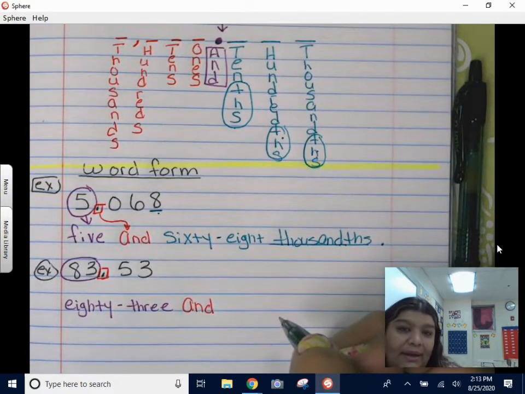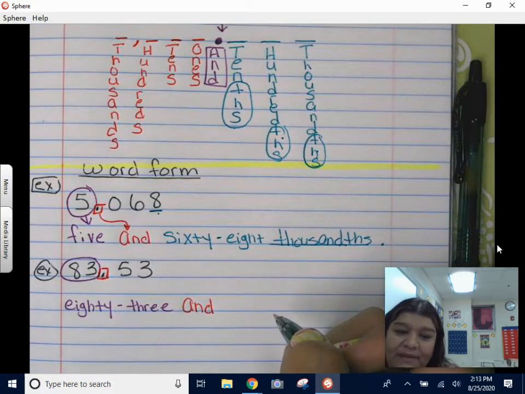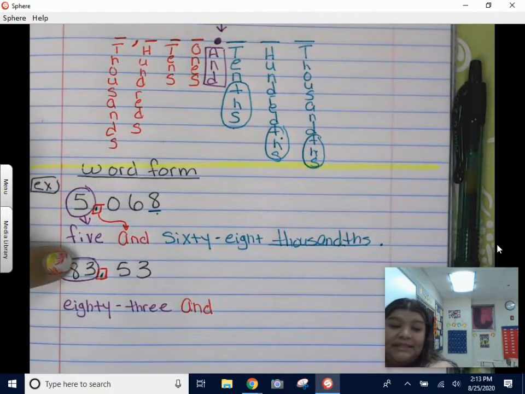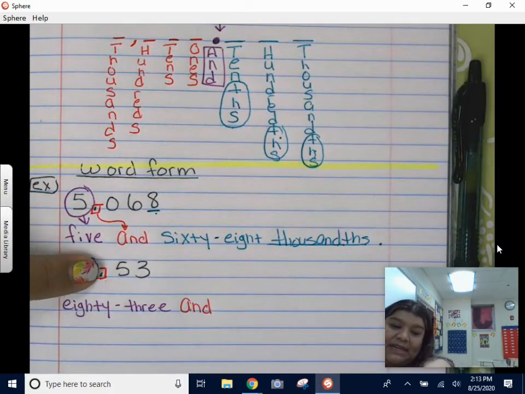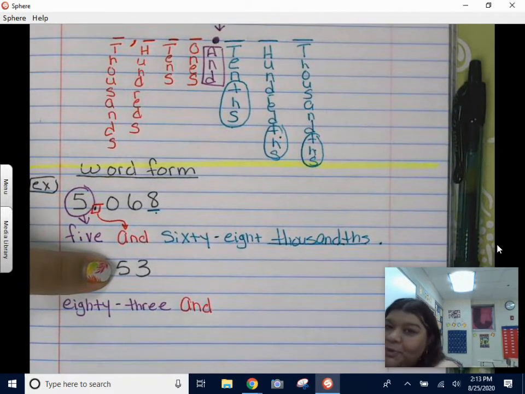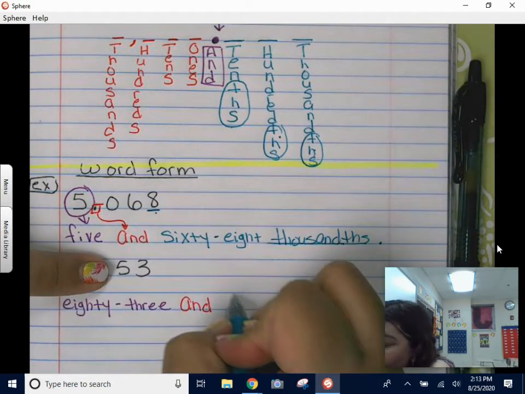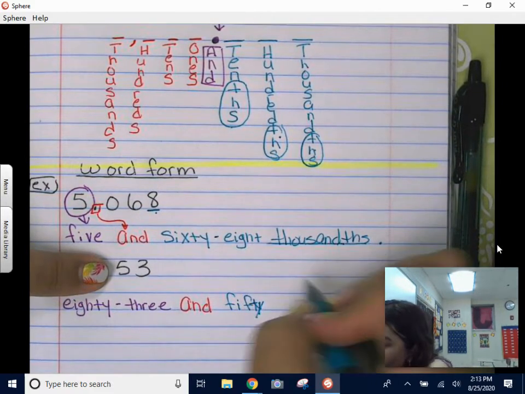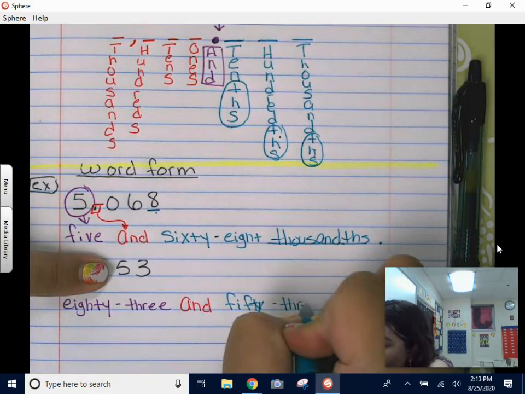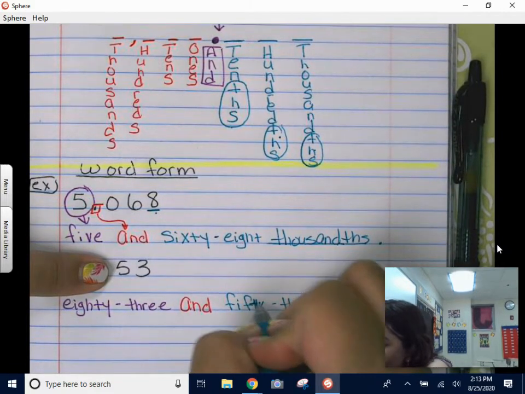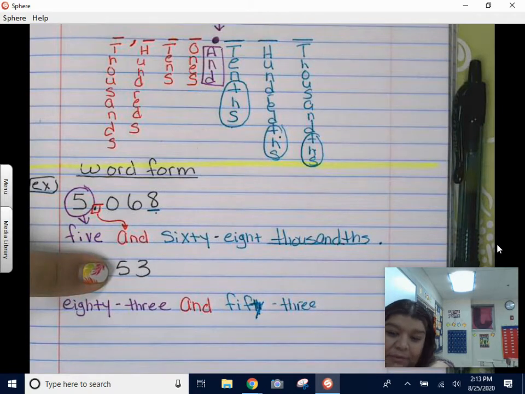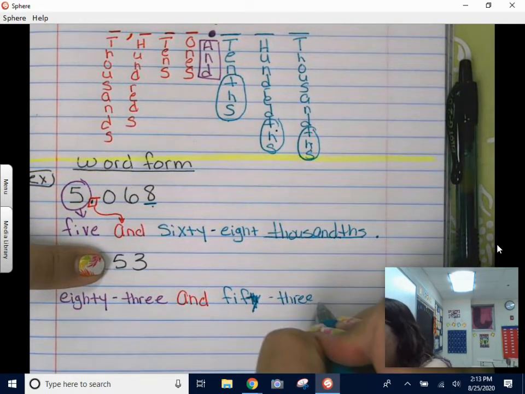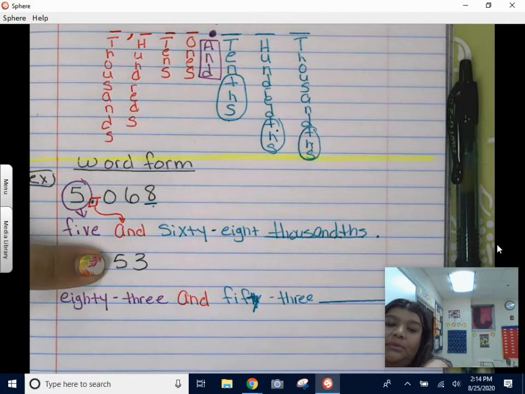Now, decimal time. Okay, here's the one that we do have some issues with. So the 83 is done, so I like to cover it up. The decimal is done, I cover it up. Now, like I said before, pretend it's a whole number just for a split second. How would you say that number? 53. So we're going to write 53. That's fifty. Okay.